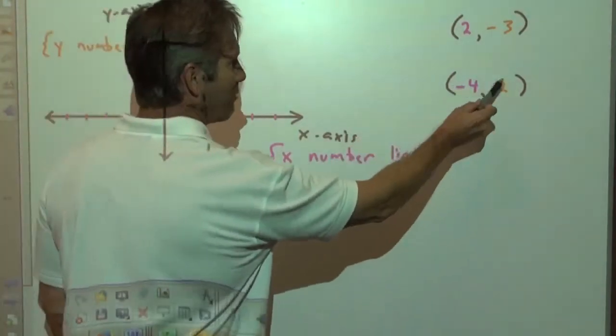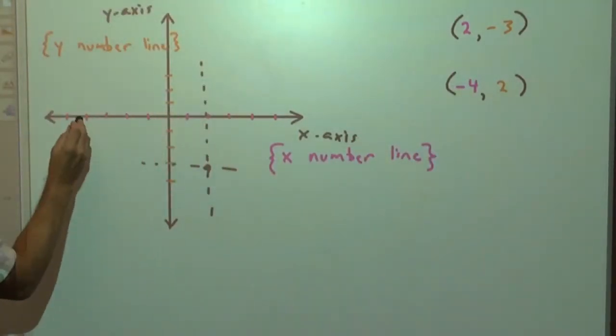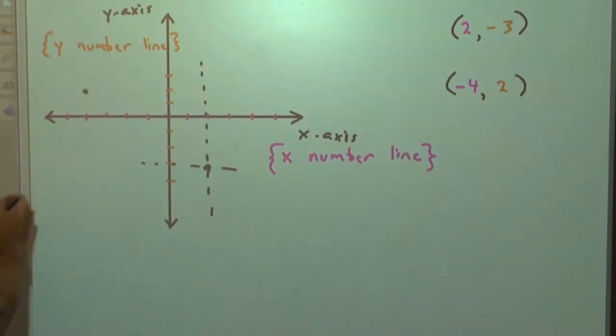This point, negative 4, 2, hey, in the x direction you're going negative 4. So you're going over to negative 4, and then you're going up 2 in the y direction. That puts you right there, negative 4 and up 2.